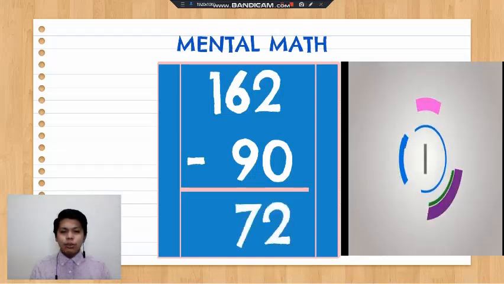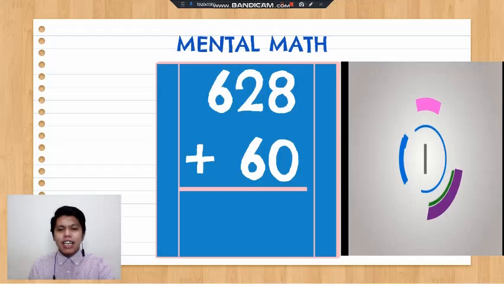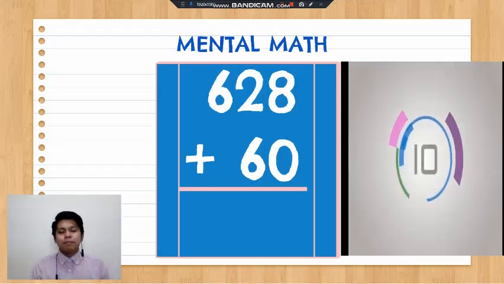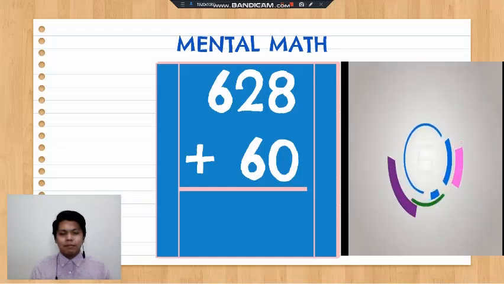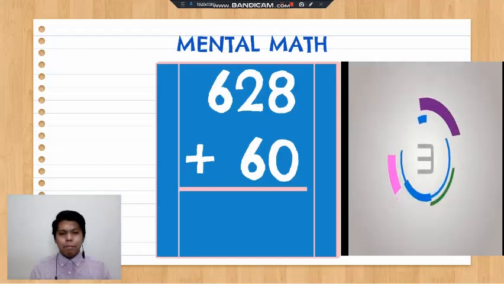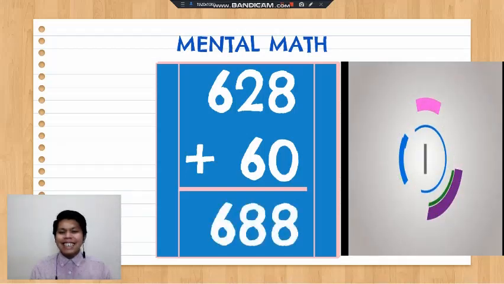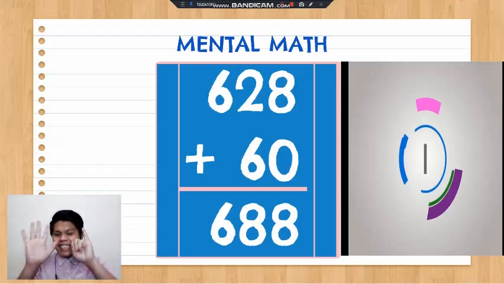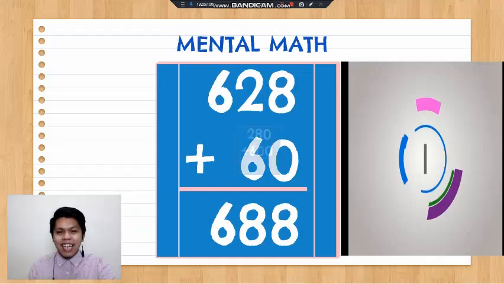Okay, now 162 minus 90, that is 72. Remember that 16 minus 9 is equal to 7. Then bring down 2. 72. Next, 628 plus 60. Answer, 688. So you just have to focus on the tens place, which is 2 and 6. The rest you will just copy. So the answer, 688.